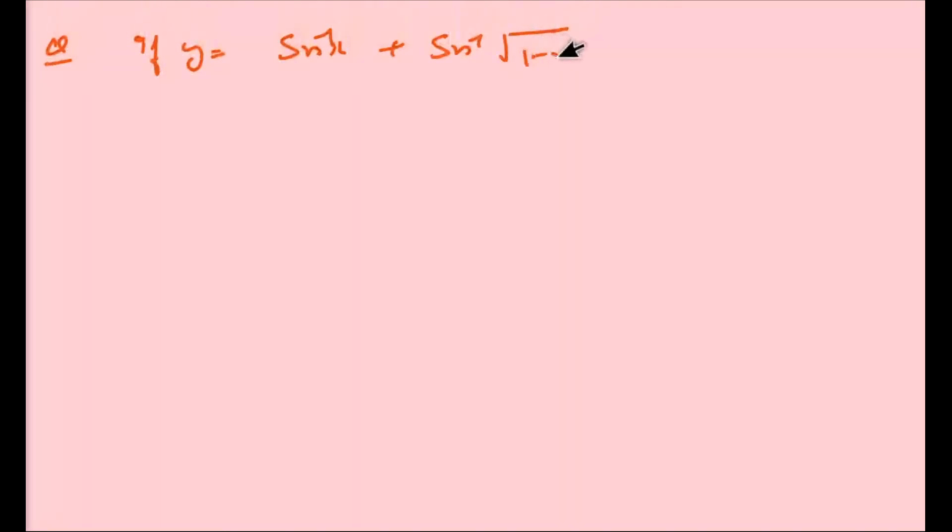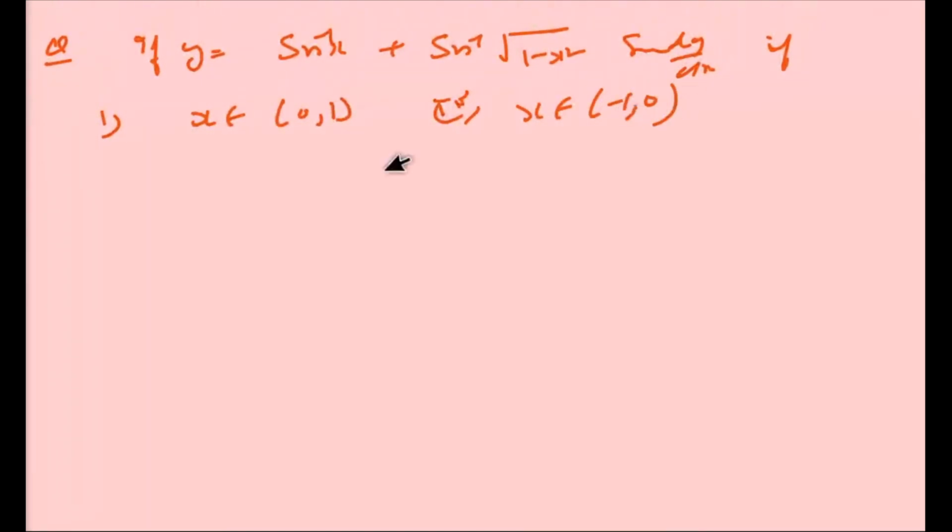Now do one more question. If y equal to sine inverse x plus sine inverse root of 1 minus x square, find dy by dx if condition number 1 is x belongs to the open interval 0 to 1, and the second is x belongs to minus 1 to 0. Do this question this way.